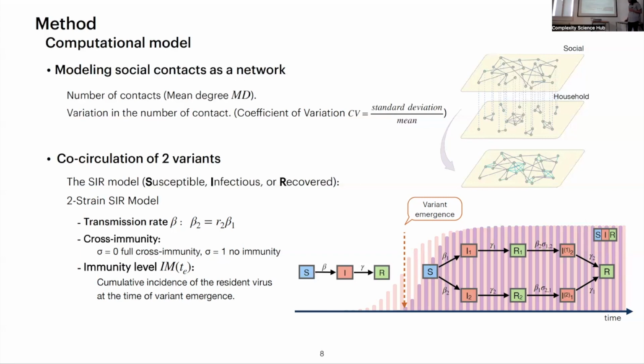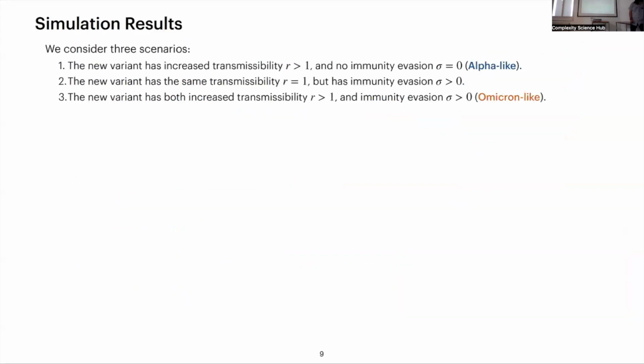And now let's move on to the main result. As I said, we have 3 main parameters: mean degree, MD, coefficient of variation, CV, and immunity level, IM. And 2 other parameters regarding the characteristics of the virus: transmissibility and immunity evasion. To make it a little simpler to present the result, we consider 3 different scenarios.